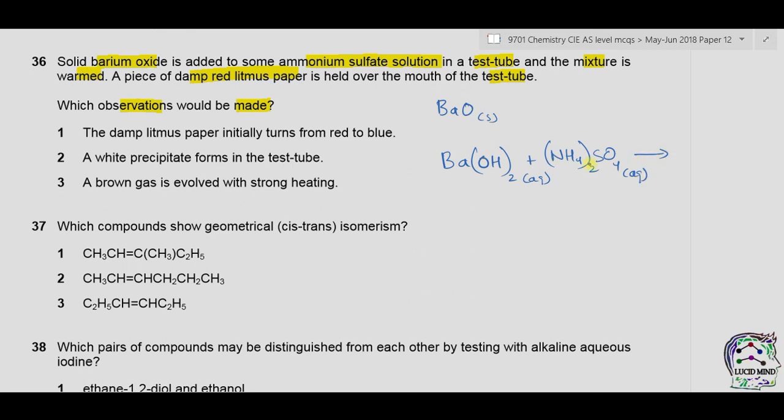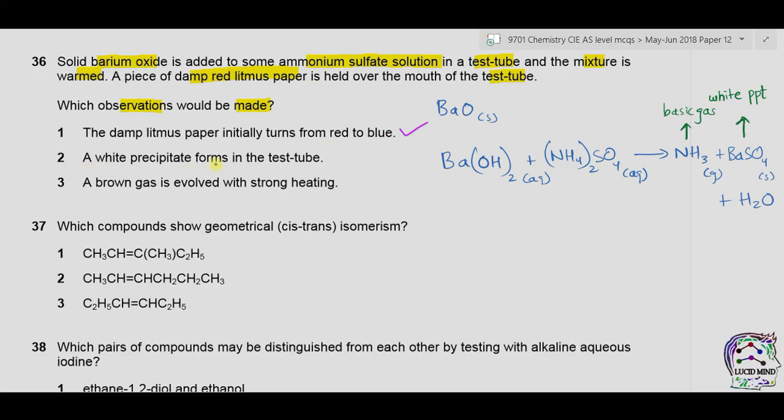And as alkali reacts with ammonium salt to form ammonia gas along with salt and water. Barium sulfate will be formed in the form of white precipitate as it is insoluble. Ammonia gas is formed, which is a basic gas. Option 1, the damp litmus paper initially turns from red to blue. This is true because basic gas is formed and basic gas turns red litmus to blue.